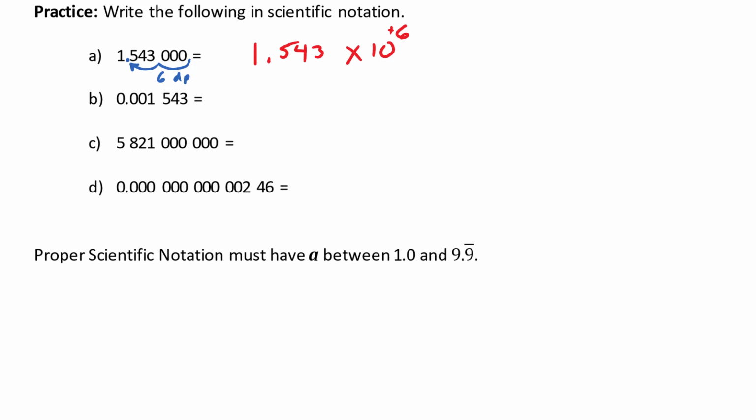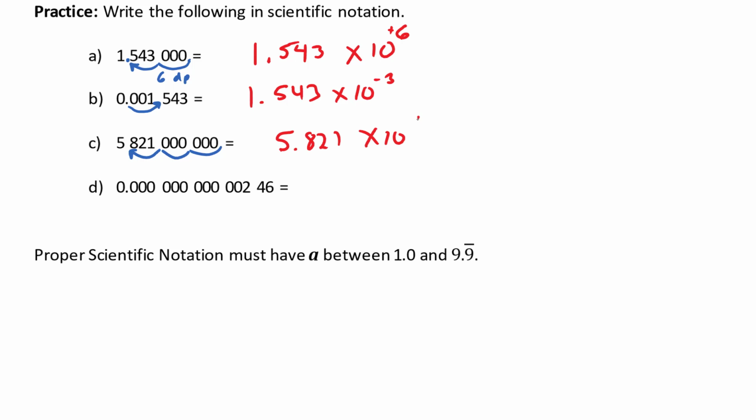Let's take them up. Move this over 3 decimal places. 1.543 times 10 to the 3, because we moved it 3 decimal places. We took a very small number. We made it very large. So to offset that, we have to have a very small number on our exponent. So minus 3.